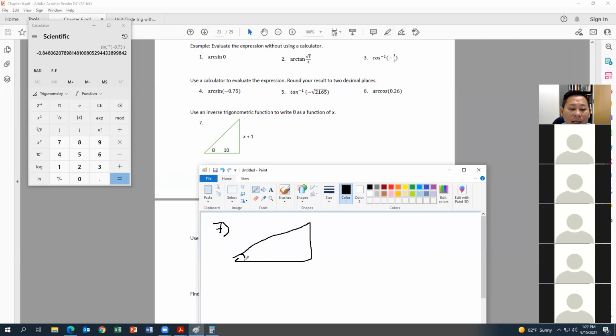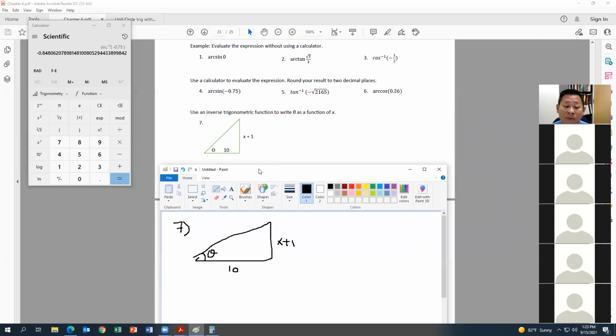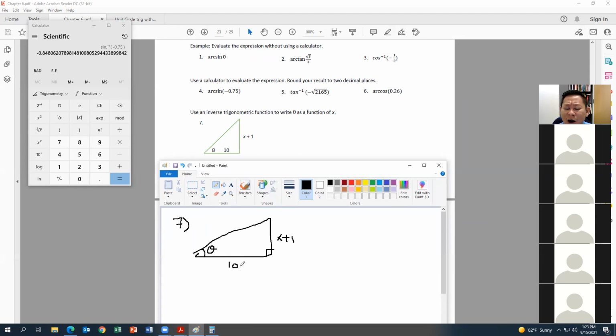So 7 is giving us that this is your theta, this is 10, and this is x plus 1. And question 7 is asking us to find the inverse trigonometric function in terms of x. So what we do in this case is use SOHCAHTOA. Every time you see a right triangle, SOHCAHTOA is what we apply here. So can someone tell me, is that opposite, adjacent, hypotenuse? What is the 10 called, if this is your theta here?